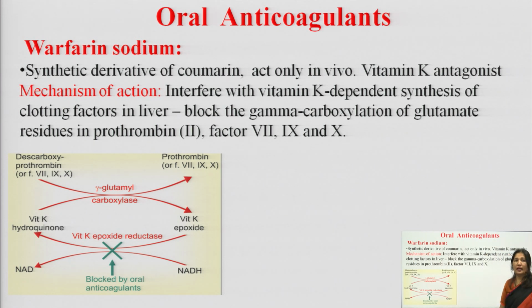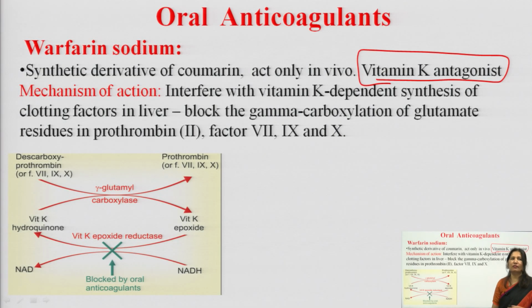It acts only in vivo, and the chemical structure of warfarin sodium is similar to vitamin K. So, it is a competitive antagonist of vitamin K. Warfarin sodium is a synthetic derivative of coumarin. It acts only in vivo. It is a vitamin K antagonist. So, warfarin interferes with vitamin K dependent synthesis of clotting factors in the liver. It blocks the gamma carboxylation of glutamate residues in factors 7, 9 and 10.